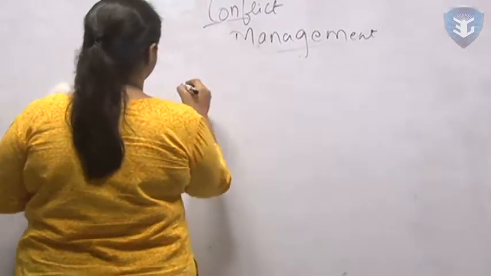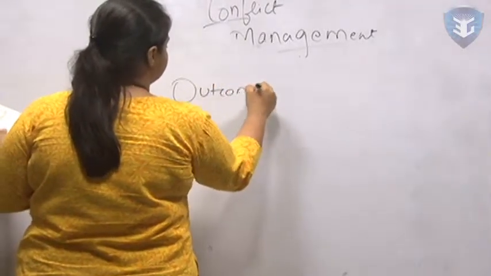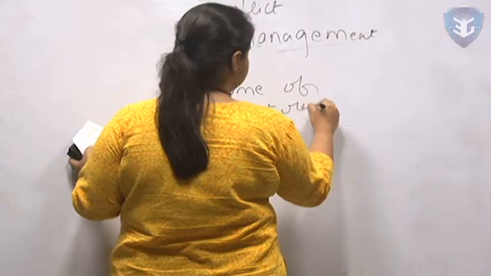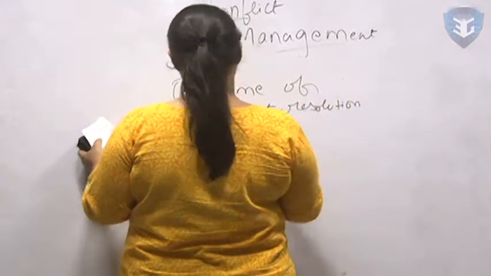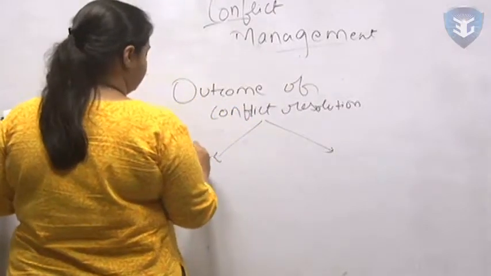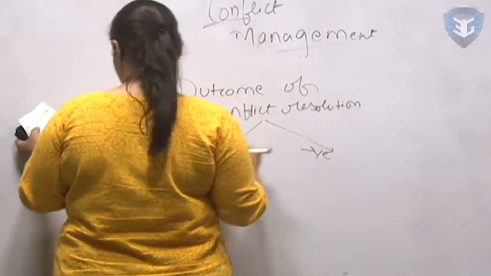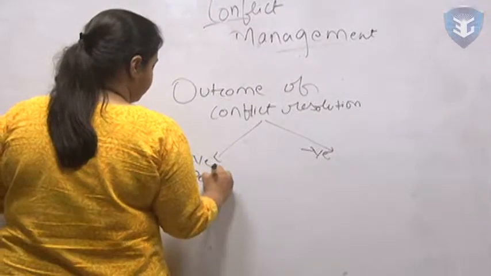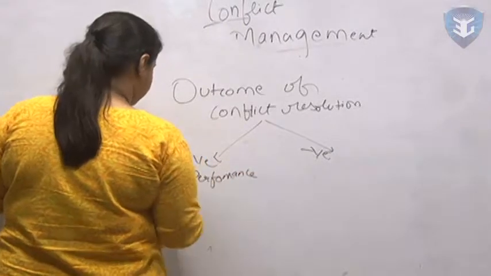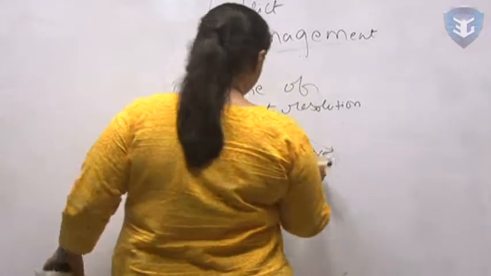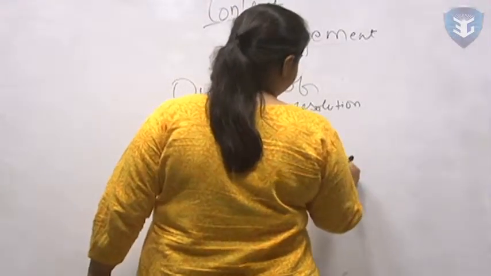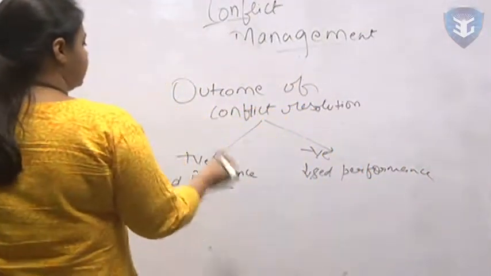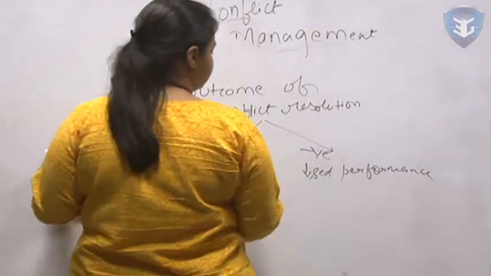Now specifically focusing on the outcome of a conflict resolution, we can say that this outcome can be both positive or negative. A positive outcome would be increased performance, like if the conflict is resolved effectively, then the performance will increase altogether, and the negative outcome would be decreased performance. So after the conflict management has taken place, these are the two major outcomes that can turn up.